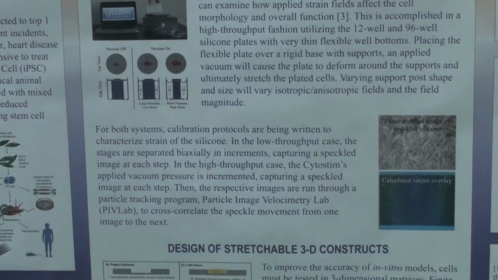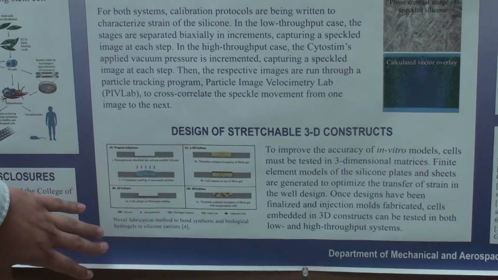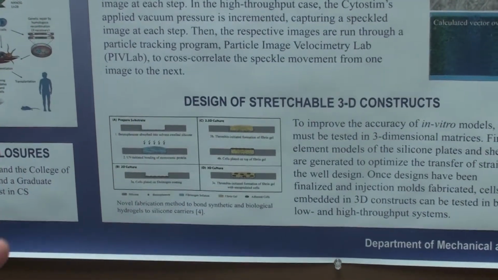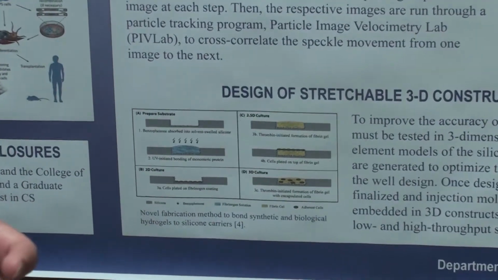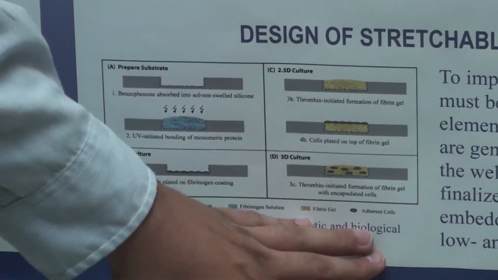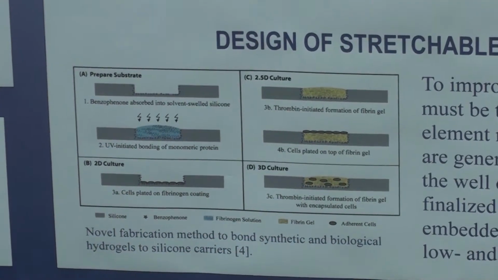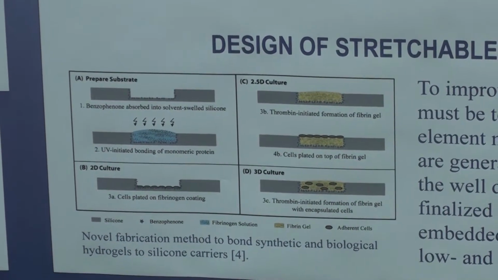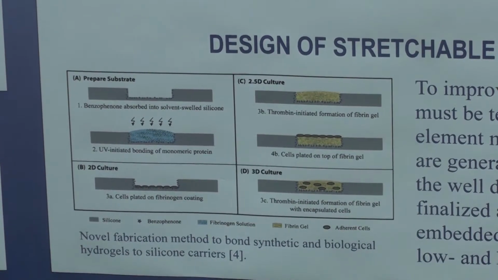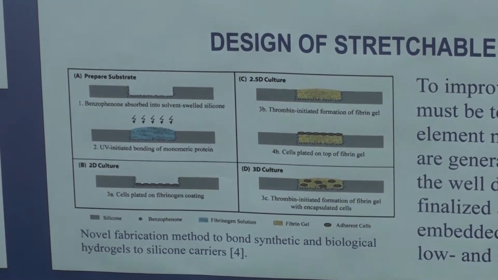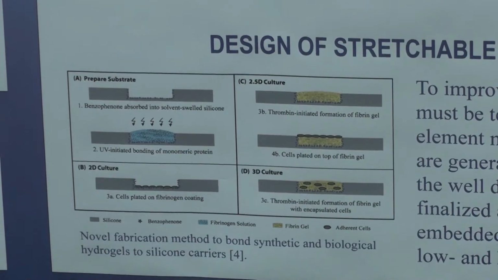So we're also trying to implement these 3D constructs for stretching. Everything in the body is three-dimensional. So by embedding cells in these 3D collagen constructs and stretching them, you get a better idea of how 3D strain affects cell morphology, physiology, and ultimately have a better in vitro model.